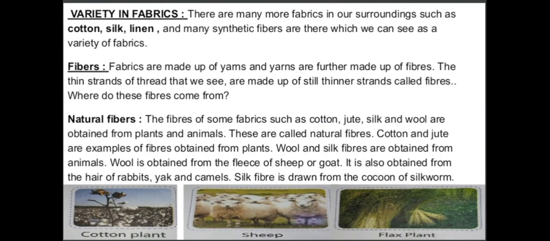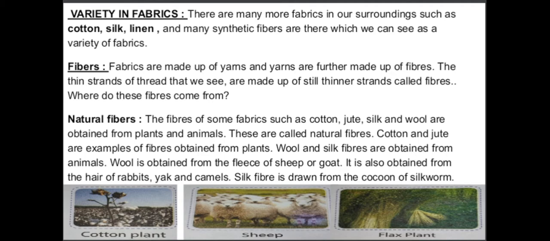The first topic in this lesson is variety in fabrics. There are many fabrics in our surroundings, such as cotton, silk, linen, and many synthetic fibers, which we can see as a variety of fabrics. And what are fibers? To understand fibers, we will create a link: fabrics are made up of yarn, and yarns are further made up of fibers. The thin strands of thread that we see are made up of still thinner strands called fibers.